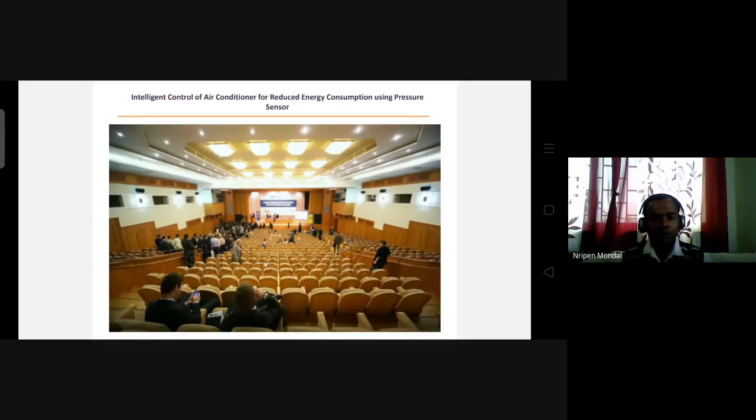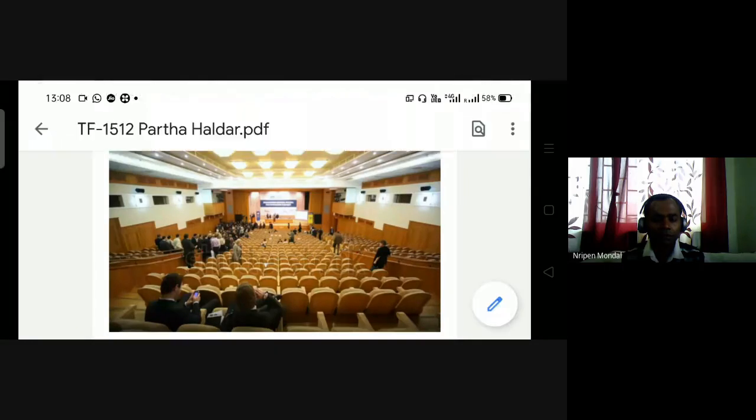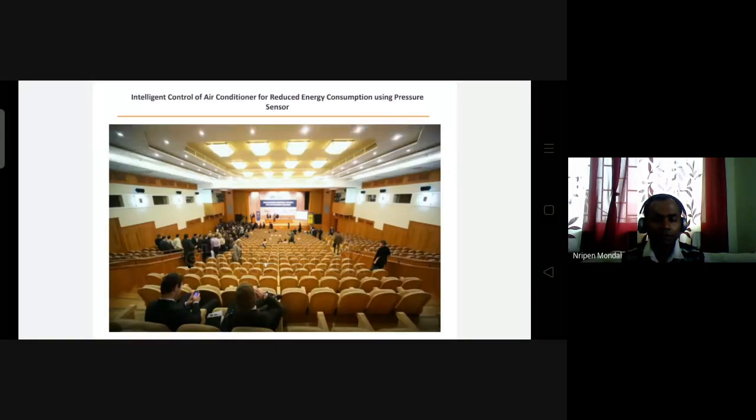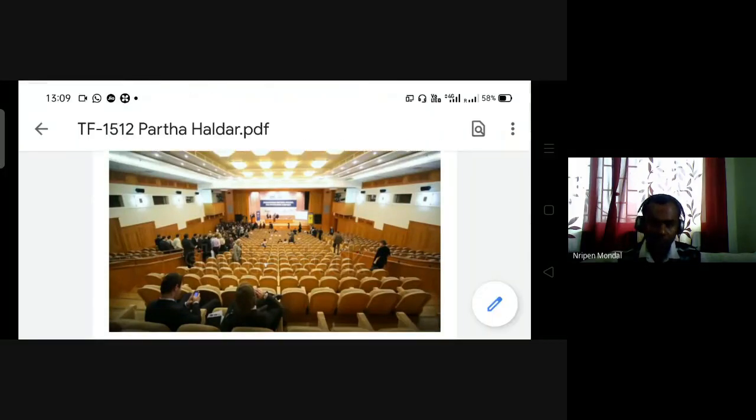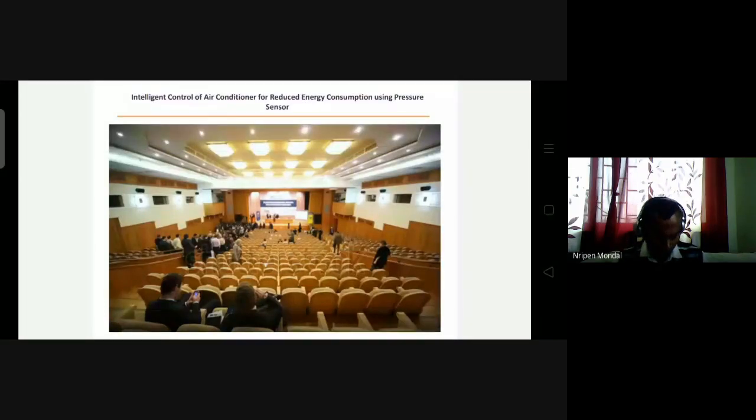Now we all know that in this kind of seminar hall, the air circulation is controlled by ACs, so central AC systems are incorporated. But if we run the AC system in full swing, in the back end of this hall very few persons are there, so there is no need of AC blower in that particular area. If we can control the blower speed in that way, energy consumption can be reduced.